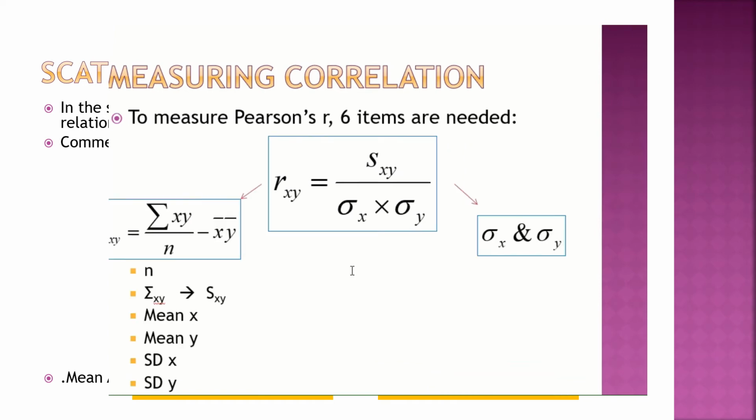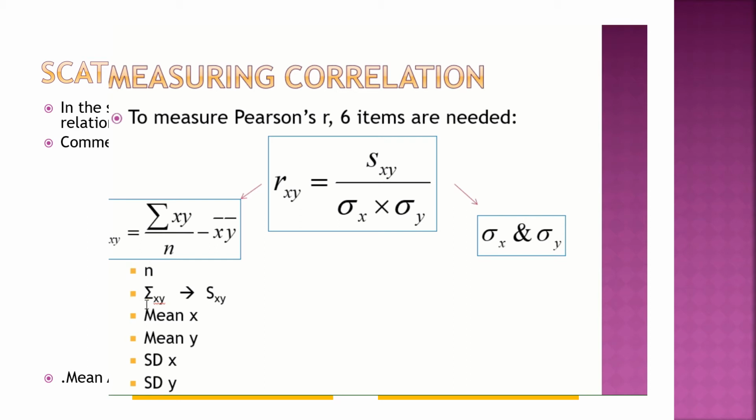Okay. All right, so to measure Pearson's R, you need 6 things. Of course, n is the total number of pairs of data. If you have 10 pairs, it's 10. It doesn't mean you have x with 10 and y with 10 and so it's 20. No, n is the number of pairs of data. Like when you plot the graph, you had 10 points, so n is 10.